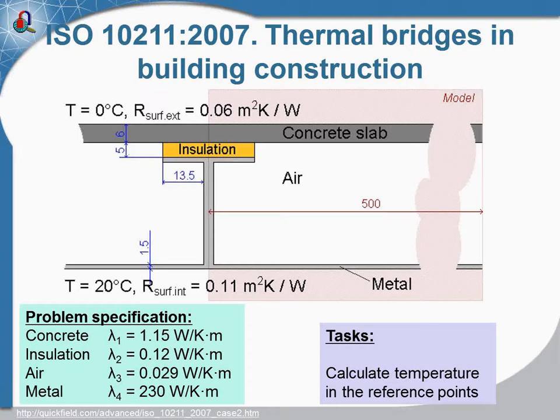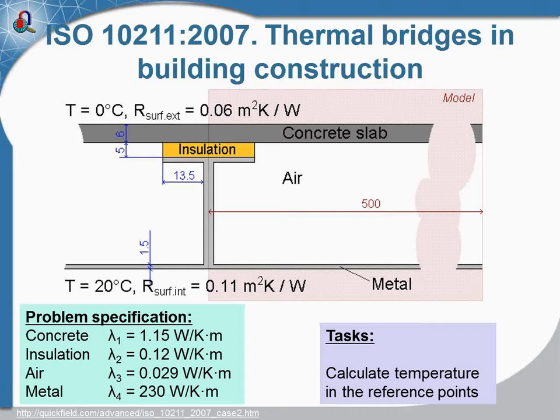It is the static heat transfer problem, and the thermal conductivities of the concrete, of the insulation, of the air, and of the steel are specified. Our task is to calculate the temperature distribution and compare the temperature value in reference points. The reference points specified in the ISO standard are all the corners. So here, here, in this corner, in this corner.